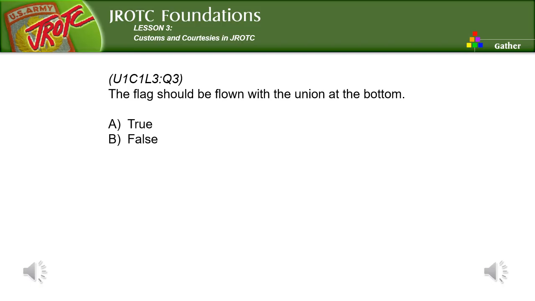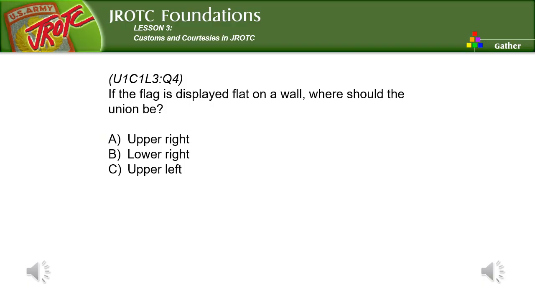True or false? Should the flag be flown with the union at the bottom? A is true, B is false. The answer is B, false. If the flag is displayed flat on a wall, where should the union be? A, upper right, B, lower right, C, upper left.